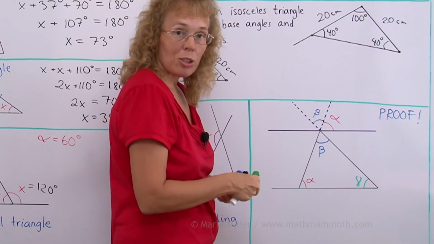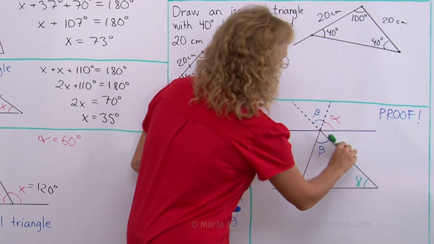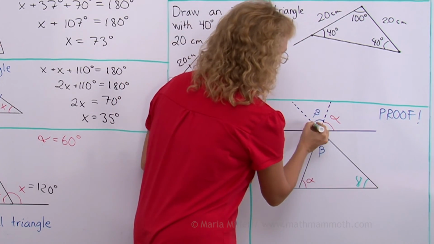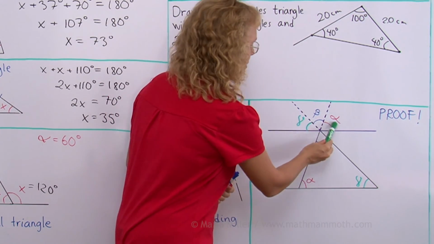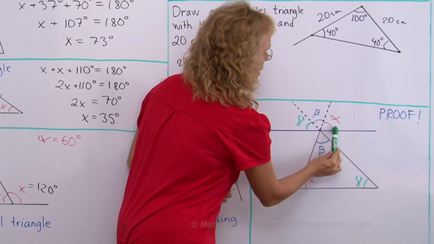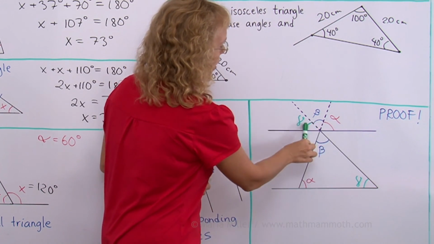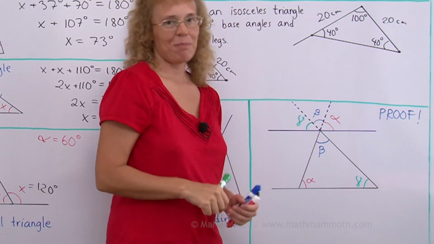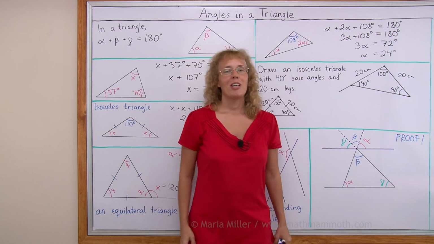And then gamma is also somewhere else. This and this are parallel. This line intersects them both. So gamma is also here. And now you can see that alpha, beta, and gamma together here form a straight angle. Because here's a line, okay? They together form 180 degrees. So that is the proof. It's fairly simple, actually. Okay, and now we are all done with the lesson.